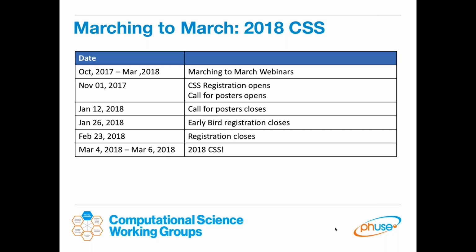November 1st of this year, the registration for the 2018 CSS will open, as well as the call for posters. The call for posters closes in January, and then in late January, the early bird registration opens. Last year, the conference did sell out as usual, so if you are interested in attending, we encourage you to register early so you can take advantage of the discounted rate. If you don't make that January 2018 cutoff, the registration itself closes on February 23rd of 2018, and the actual conference is the first week in March this year. Typically, it's the second or third week, but we did have to move that date up a little bit. So it's March 4th to March 6th of 2018.